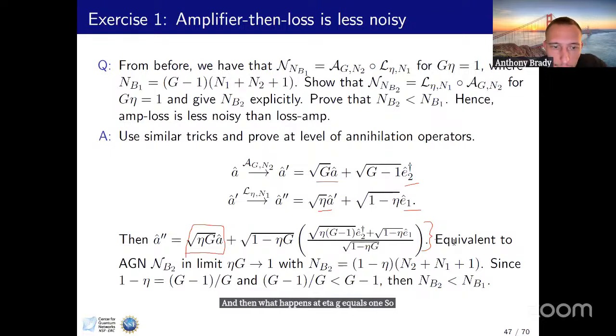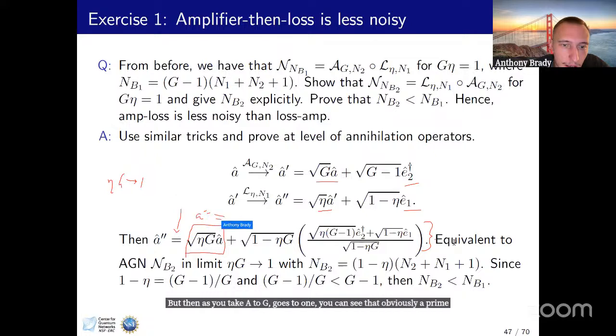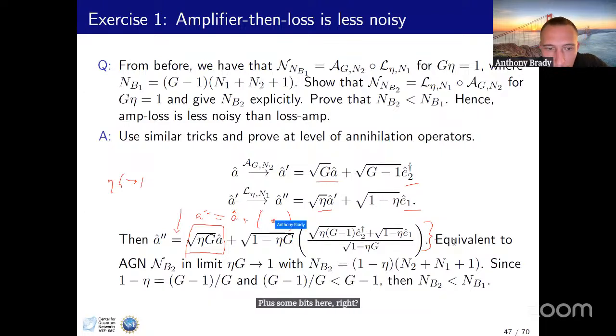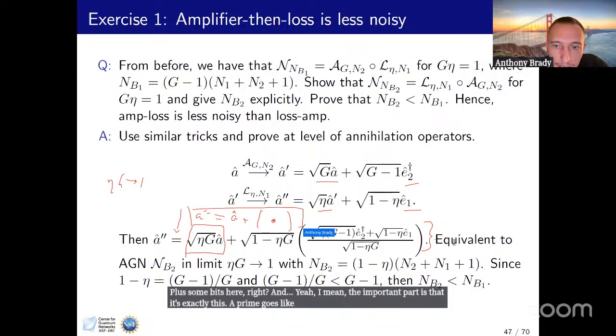So this is the tricky part. At this point, it's not clear that it's an additive noise channel. But then as you take G goes to 1, you can see that obviously A prime goes like A plus some bits here. The important part is that it's exactly this. A prime goes like A plus some bits here, and those bits will just be some random variable because these E2s and E1s are chaotic.